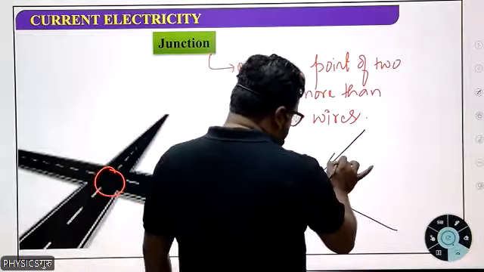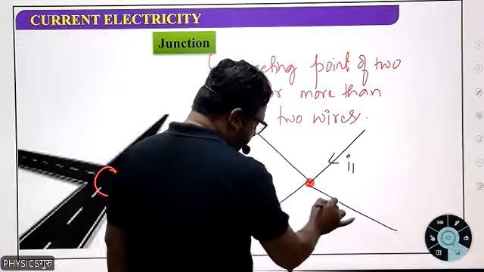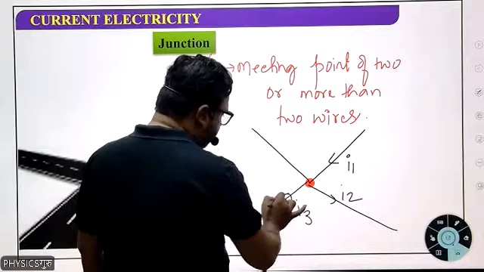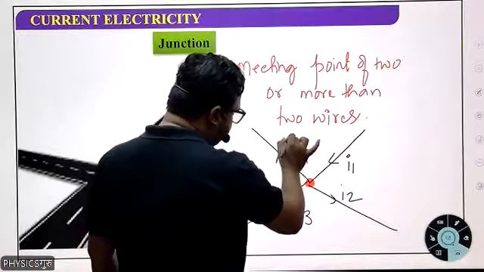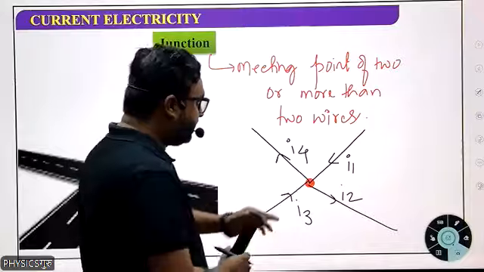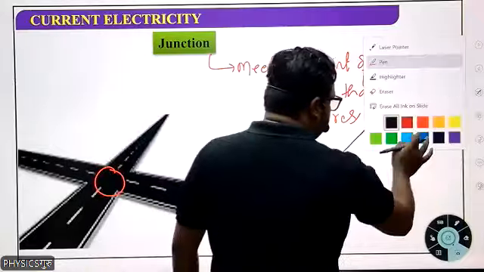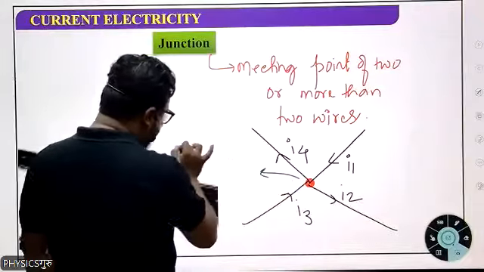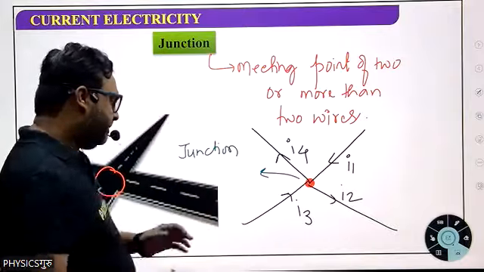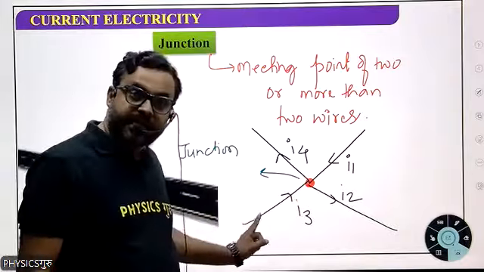So let us assume the incoming current to be I1. This is the outgoing current I2. We have I3, this is I4. So this point is called a junction.